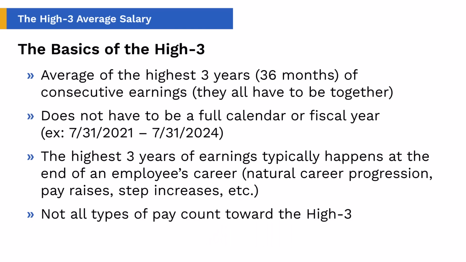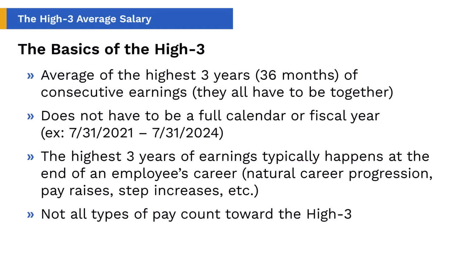Okay, so let's look at the basics of the High-3 calculation. The High-3 is the average of the highest 3 years or 36 months of consecutive earnings. And by consecutive earnings, we mean they all have to be together. You couldn't have had a really great year 10 years ago and add it to the 2 years you're finishing up your employment with. They all have to be together.